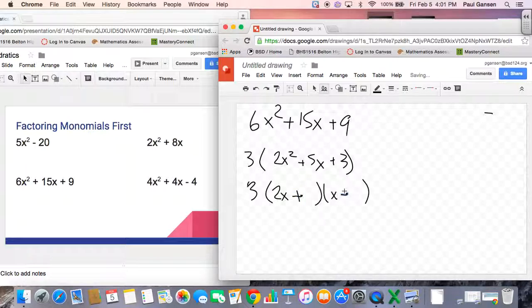Now I'm going to put into these spots factors of 3, but when I do that, they have to combine and give me this 5x. So my factors of 3 are 1 and 3. If I put a 3 here and a 1 here, when I FOIL it, I'm going to have 2x times 3, which will give me 6x, which is already too big. So we're going to put a 1 here and a 3 here. If we were to FOIL it, 2x times 1 is 2x, 3 times x is 3x, and those will combine to give us our middle term of 5x. This is the factored expression that we have right here.